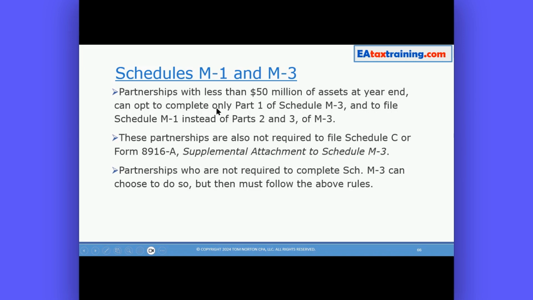So if you've got a partnership that is required to file, but that partnership has less than 50 million of assets at the end of the year, then they can just do this part one of the M3, and then they would go back and fill out Schedule M1 as well as part one of M3. These partnerships that are less than 50 million of assets, they're not required to do the Schedule C, so they don't have to worry about that.